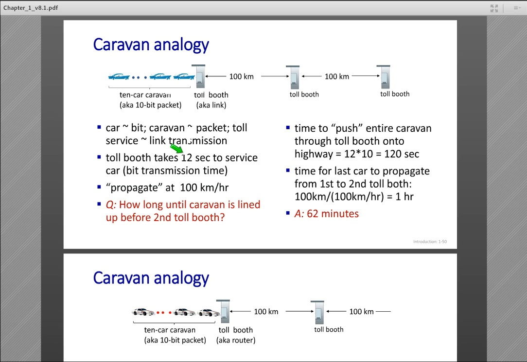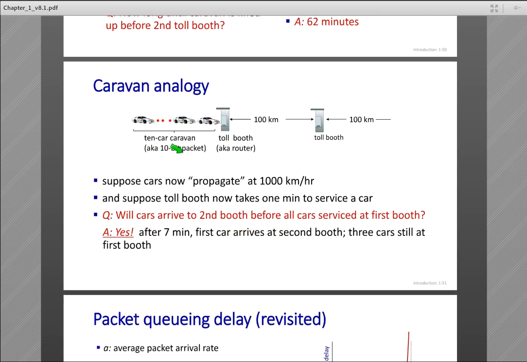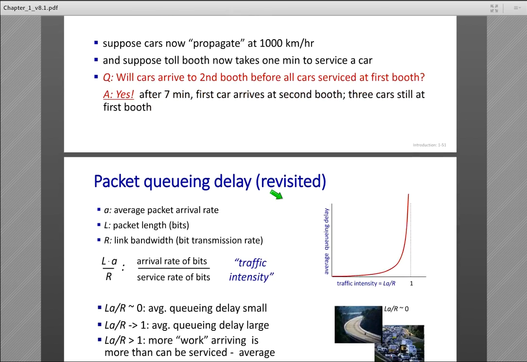Okay. In the first example, we suppose that each vehicle spends 12 seconds to do this, paying fees and paying money and passing the gateway. In the second example, we suppose that each vehicle spends 1 minute to do this. Okay?